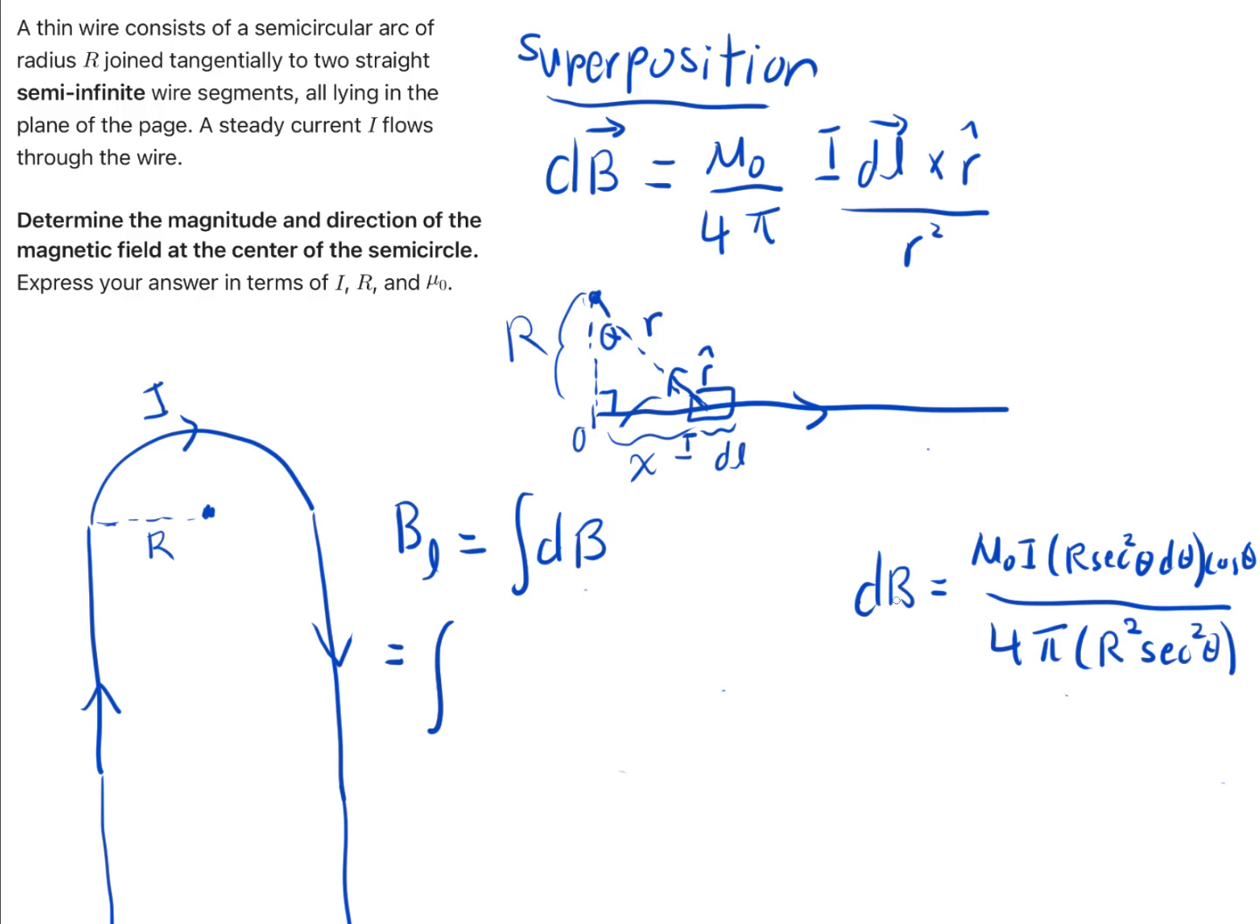We can just plug in the expression we found for dB. So we can just plug in all of this here. I'm going to simplify this a little. If we see here, you have secant squared theta in the denominator and the numerator, so they cancel. And also one of the r's cancels, so the square disappears. So we have mu naught I cosine theta d theta, and in the denominator we still have 4 pi r. And now notice that this integral is in terms of theta, so we need theta bounds for our integral.